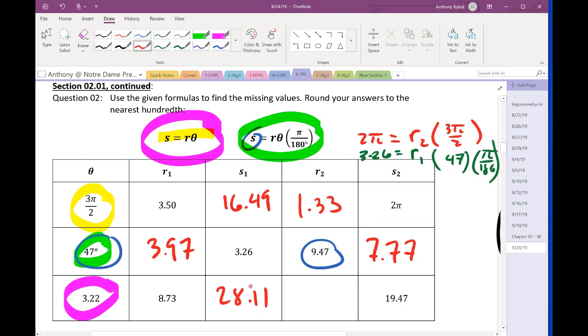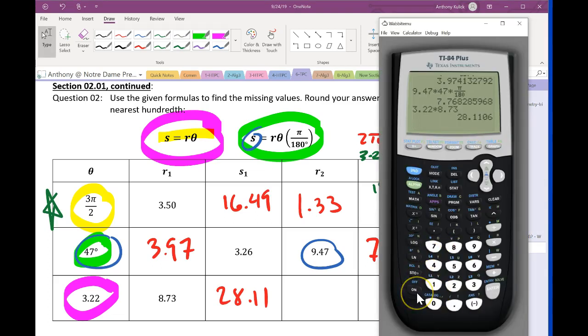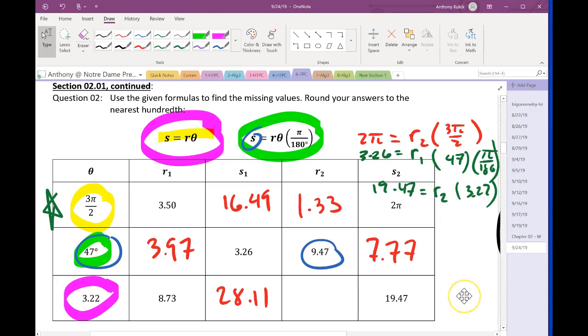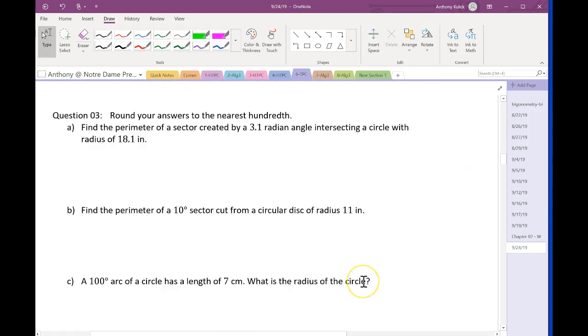In this problem, just like up here, we know S2. We don't know R2, but we do know the angle measure. So I'll just divide both sides by 3.22. So I'm going to do 19.47 divided by 3.22. And that's 605. And I'm done with that. Moving on to the next one.